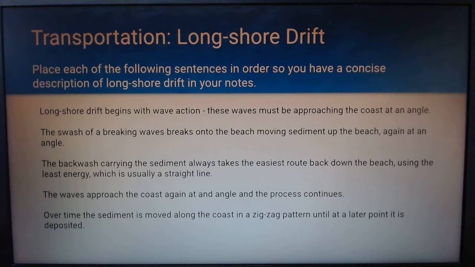Okay, so longshore drift begins with wave action. These waves must be approaching the coast at an angle. The swash of a breaking wave breaks onto the beach, moving sediment up the beach again at an angle. After the swash, there's always backwash. The backwash carrying the sediment always takes the easiest route back down the beach, using the least energy, which is usually a straight line back to the sea.